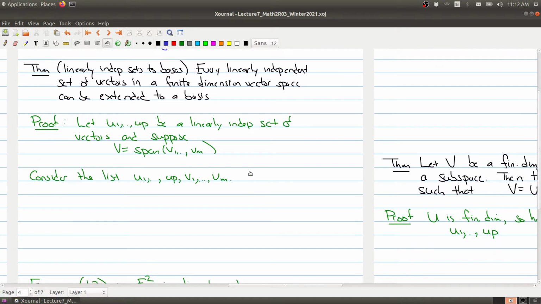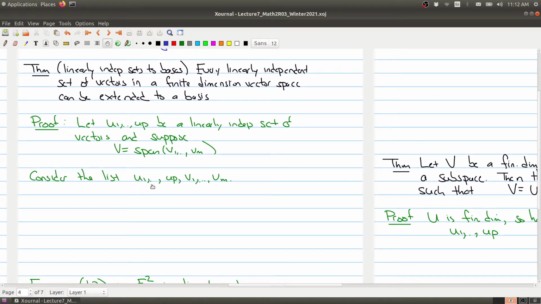What you now do is take your initial collection in this order, u1 up to up, and then add the new vectors that span your vector space, v1 through vm. It should not be hard to convince yourself that this set still spans V, because once you have a spanning set, anything you add to it will still span. But now we have a spanning set, and the previous theorem says we can remove vectors.